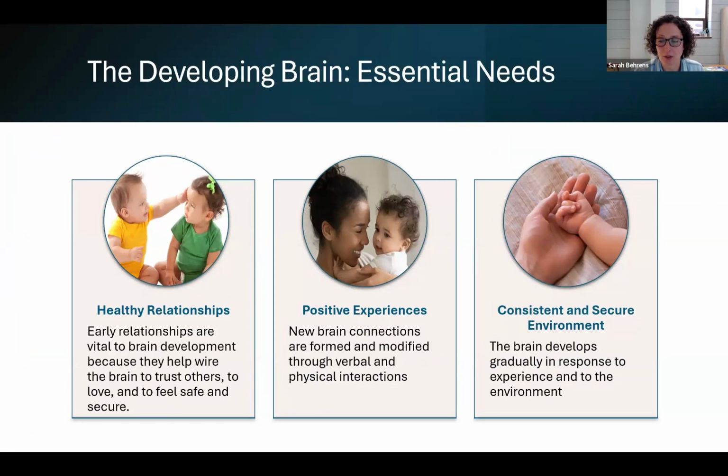Those early relationships help children experience so much and really feel that safety and security that they need. And those experiences really allow for new brain connections to form. And then those connections are modified through verbal and physical interactions. So, we talked about that developing brain really needing a consistent and secure environment. And so as we talk a little bit more about kids with autism, this is key for every kid. So what works for one works for all, which I think social emotional development does a nice job of. I'm going to explain this in the context of all children.